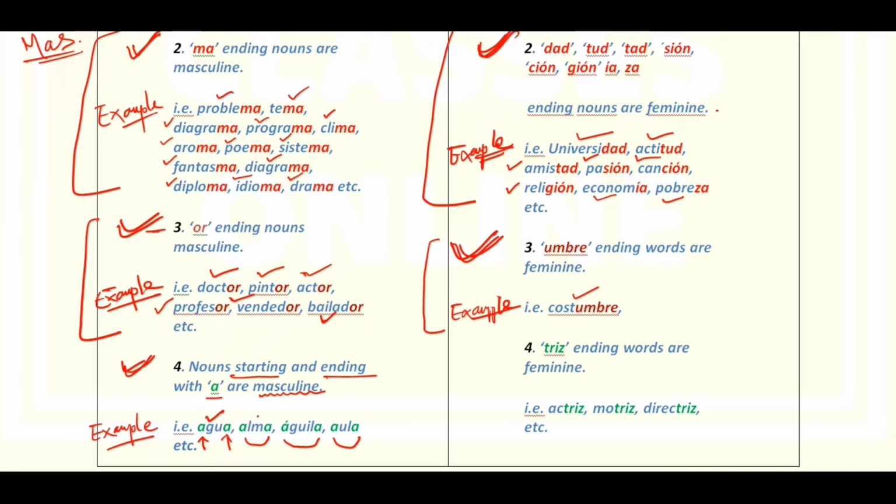That's why these words are masculine in nature. Agua, alma, águila, aula. These are 4 examples. Point number 4, masculine side.